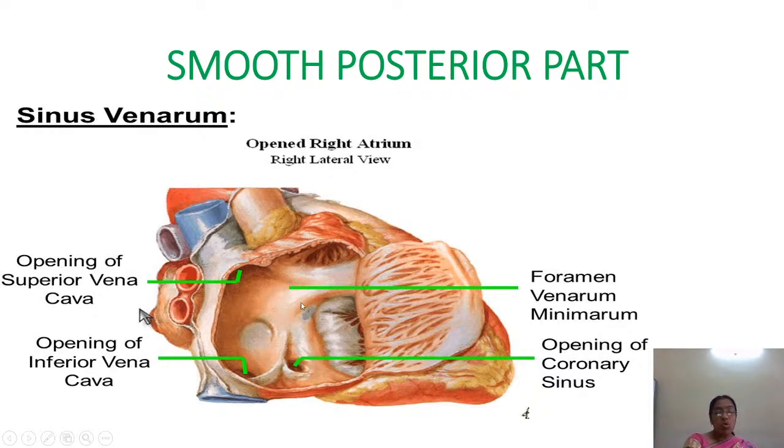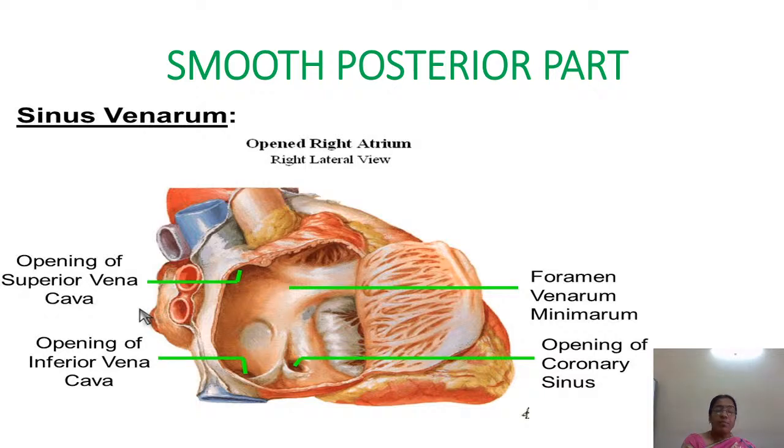Above, you can see many small openings, which are called venae cavae minimi, the Thebesian veins. So these are all present in the smooth posterior part. The posterior part is smooth and has only the openings of all the veins opening into it.